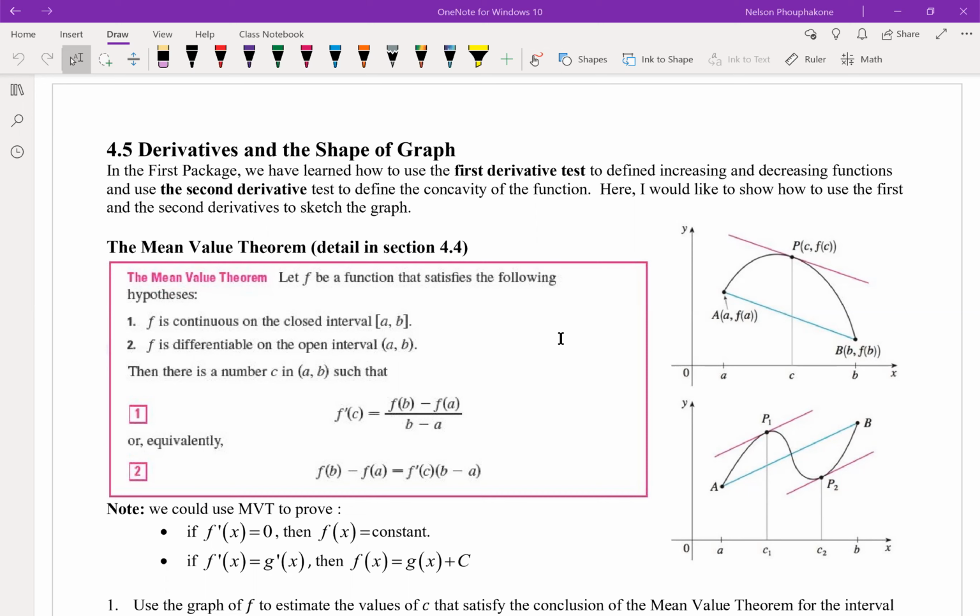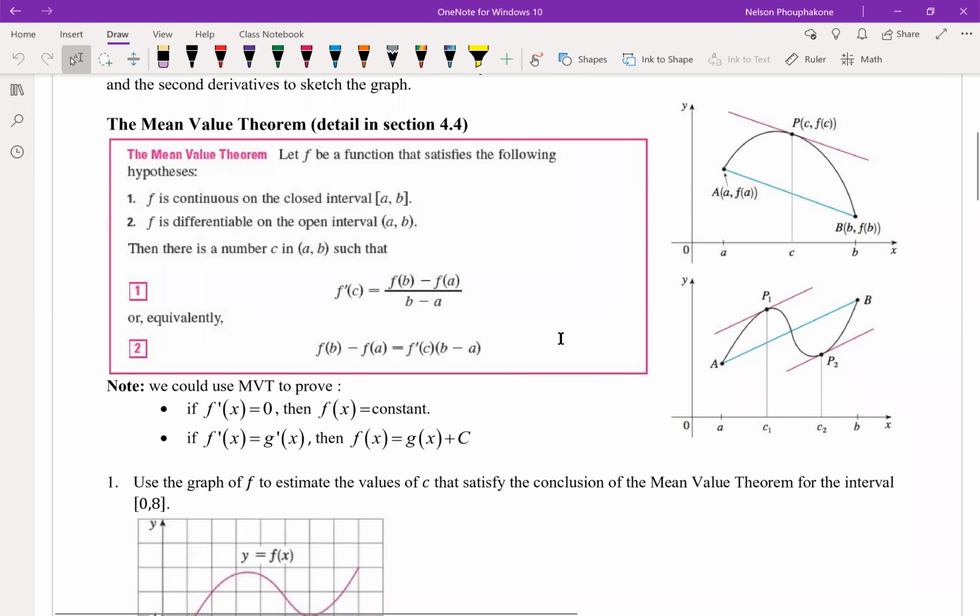Before we finish section 4.5, I would like to talk about the mean value theorem. The detail is in section 4.4. So the mean value theorem, what is this? Let f be a function that satisfies the following hypotheses. First, f is continuous on the closed interval [a, b]. Second, f is differentiable on the open interval (a, b). Then there is a number c in (a, b) such that f'(c) = (f(b) - f(a))/(b - a).